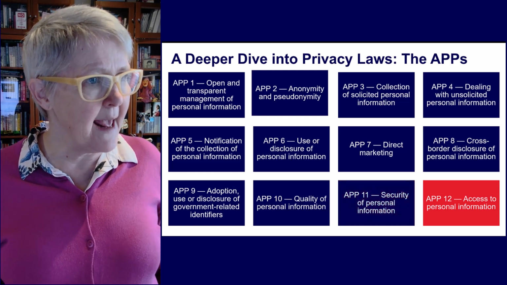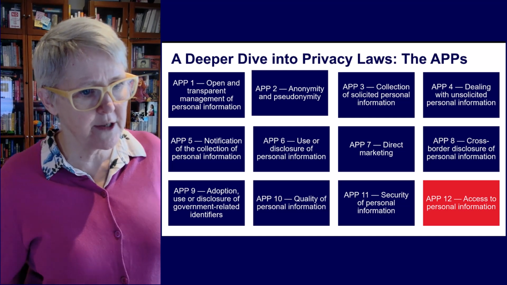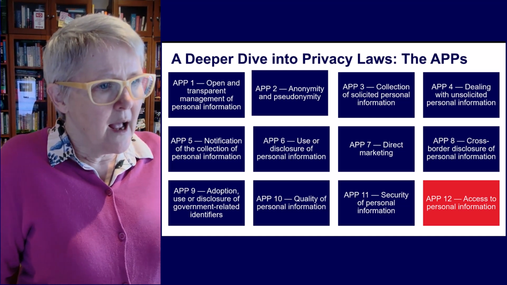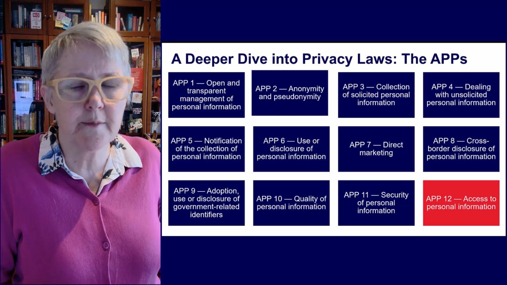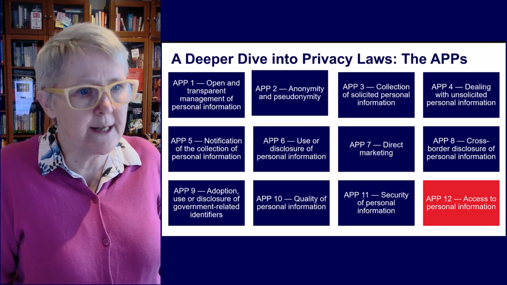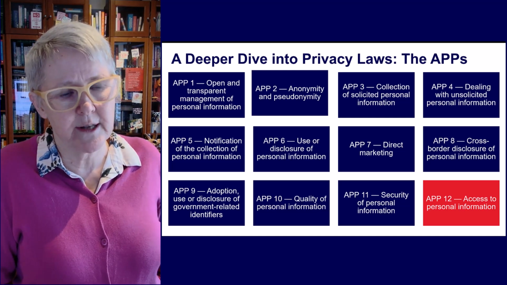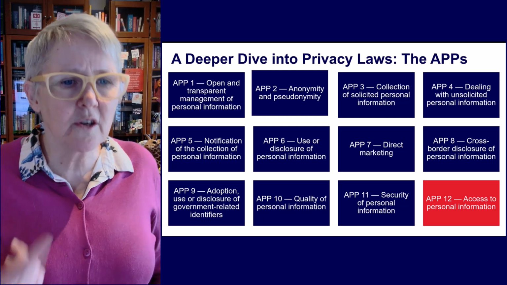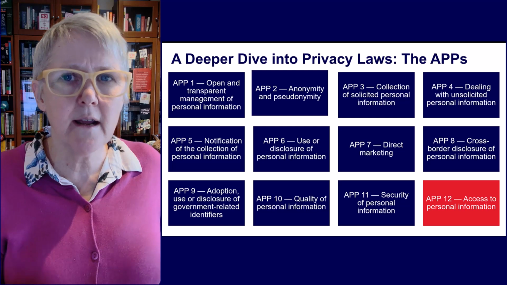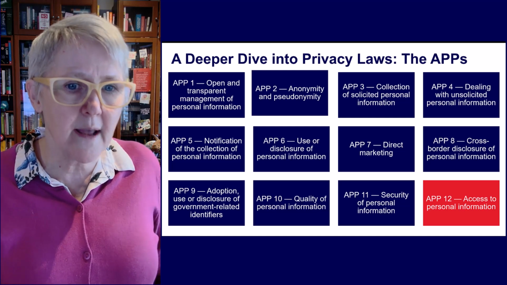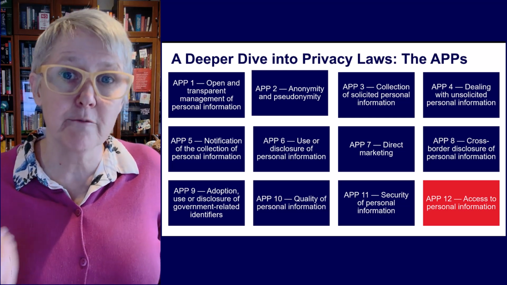APP 11 is about the security of that personal information. So essentially, this is the requirement that companies that hold personal information, including sensitive information, have and implement robust security measures. This will include encryption, secure services, that they know where their servers are located, and that they take reasonable and strong steps to protect the personal information that it holds from unauthorized access and from data breaches.